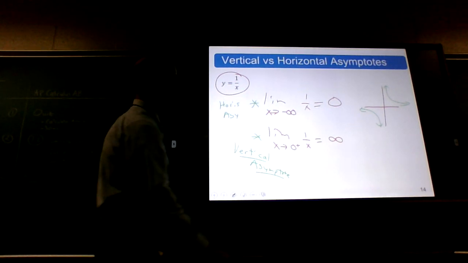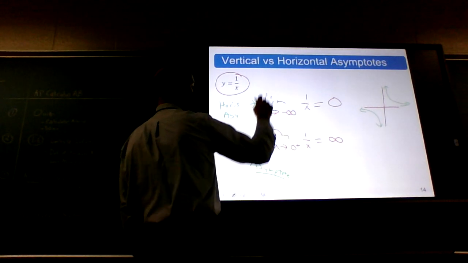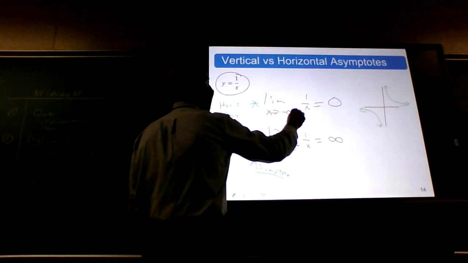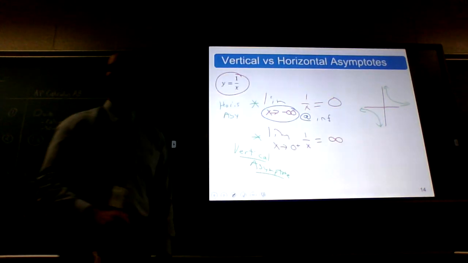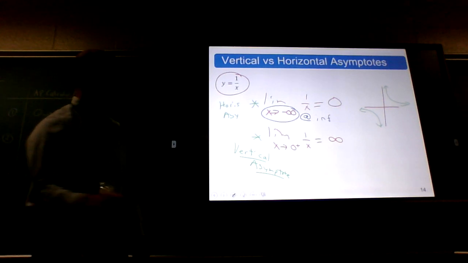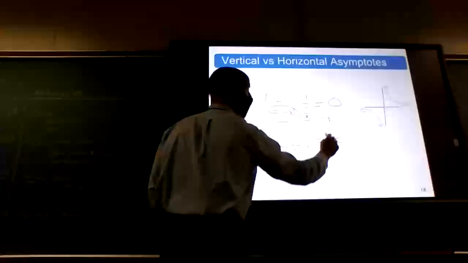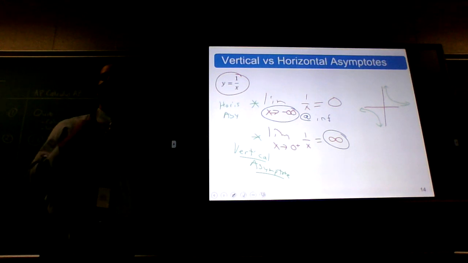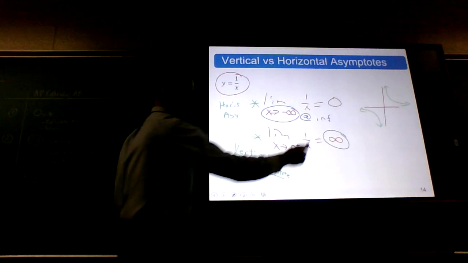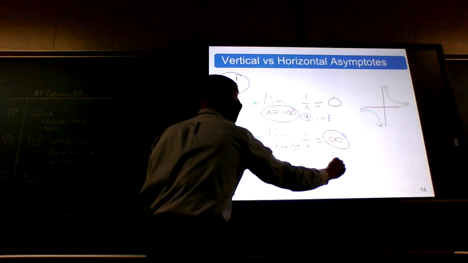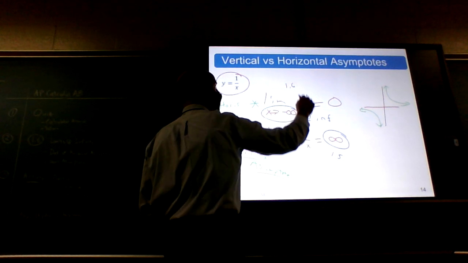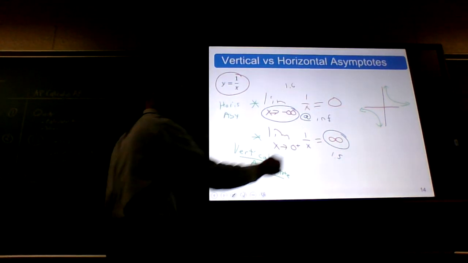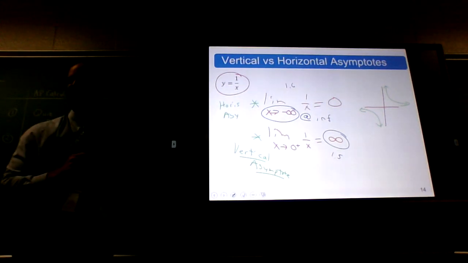Now notice that up here, I was talking about the limit at infinity, right? And it existed. Down here, I was talking about a limit that was infinity. Does that make sense? This is an infinite limit. That's section 1.5. This is a limit at infinity. That's section 1.6. This has to do with horizontal asymptotes. This has to do with vertical asymptotes. Okay.